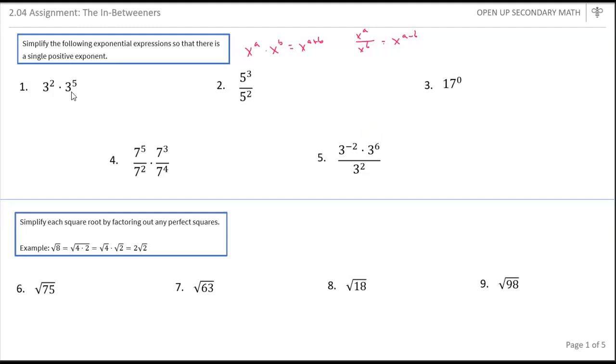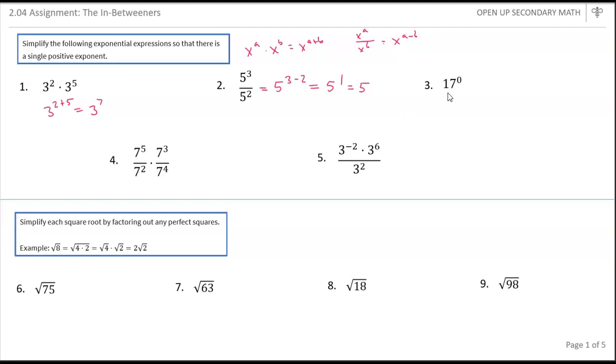So 3 squared times 3 to the 5th means we're going to add the exponents since we're multiplying. This will be 3 to the 2 plus 5, which is 3 to the 7th. The second one, 5 to the 3rd over 5 squared. This is going to be 5 to the 3 minus 2, because we're using this rule. We're dividing, so we're subtracting the exponents. 3 minus 2 is just 1. We get 5 to the 1, which equals 5. Anything to the first power is itself.